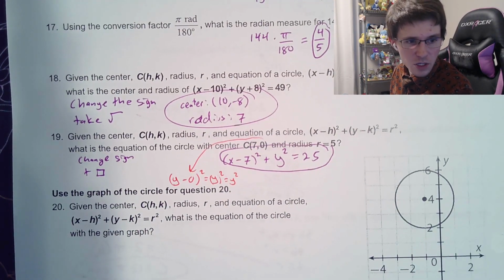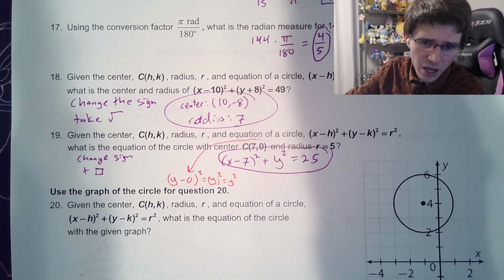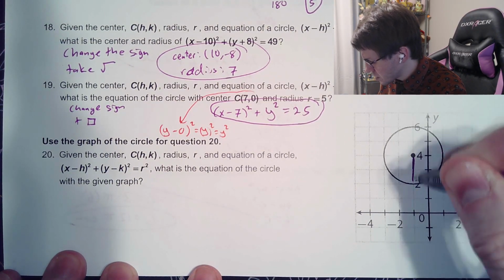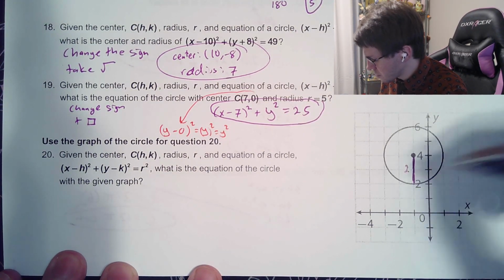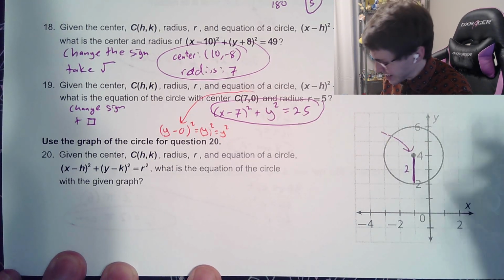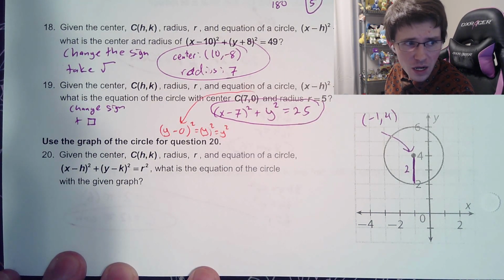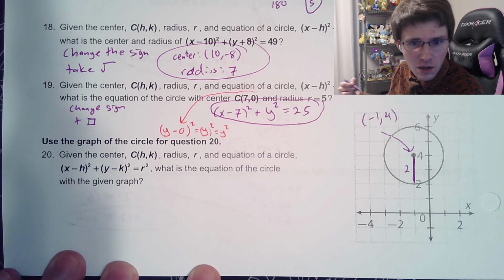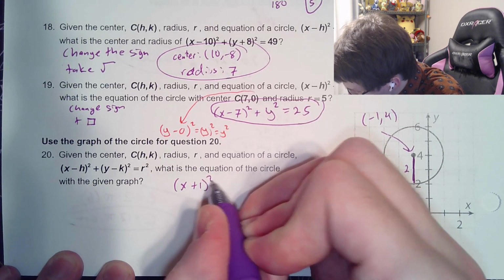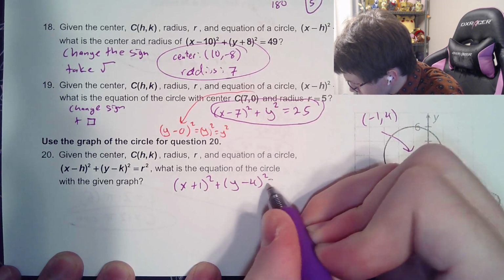Okay. Given this one, radius r, what is this equation? So this one we've got to look at the circle and figure out where our radius and center are. This one right here is going to be our radius, so our radius has a length of 2. And our center here, in my opinion, is nice and obvious at negative 1, positive 4. So just like number 19 there, change the sign and square. So we're going to go ahead and do x plus 1 plus y minus 4. Squaring the 2 gives you 4.